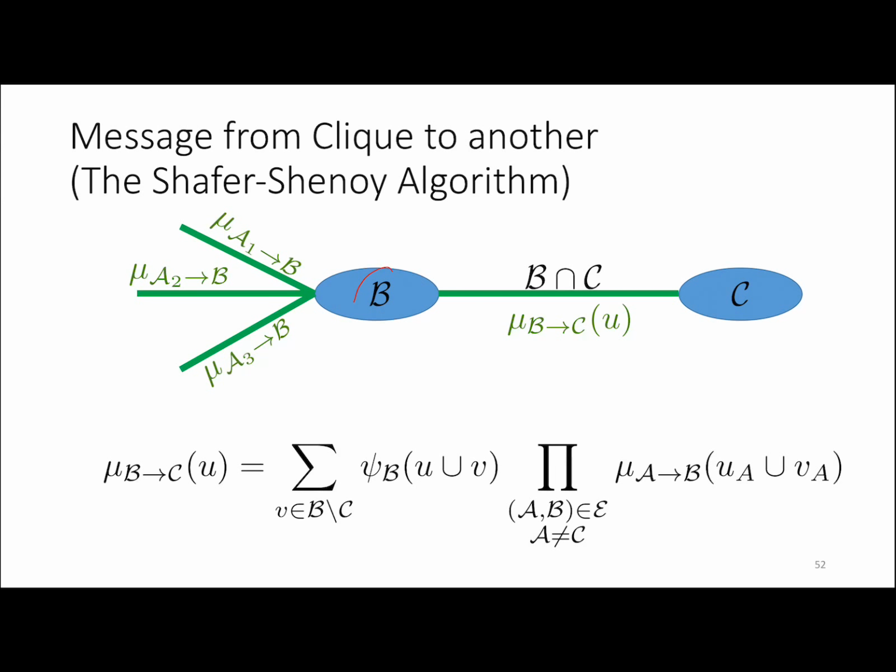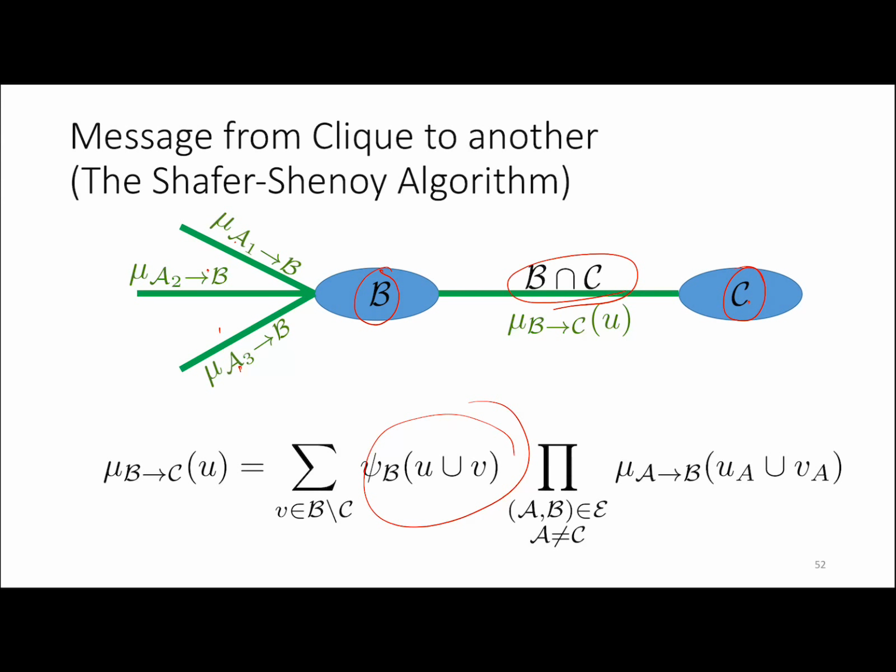So if I want to send a message from cluster B to cluster C, there is a set of random variables that are shared across them. I'm going to multiply all of the messages that I've received from the rest, apply my own factor on it, and integrate out all of the things that this guy does not understand. It's a very similar approach to the message passing that I told you. Is this part clear?